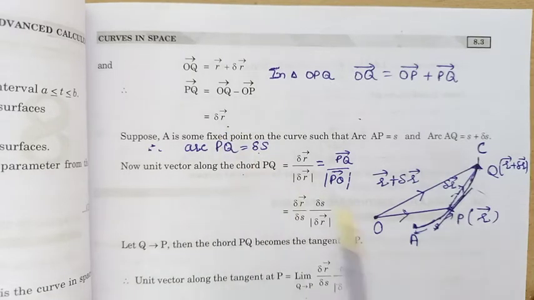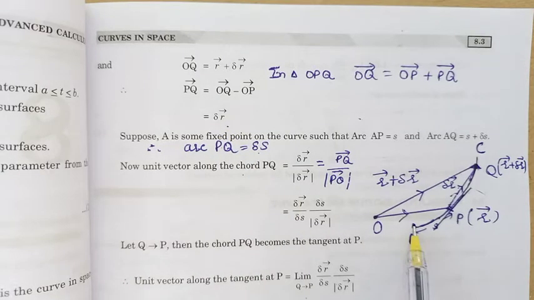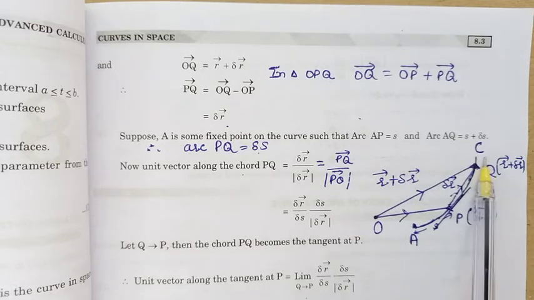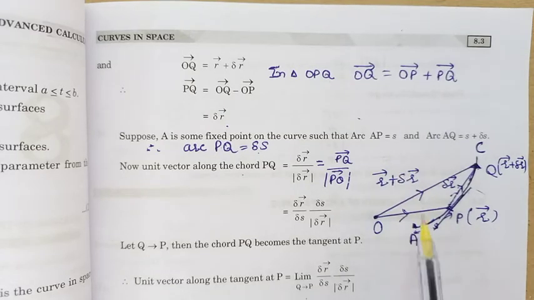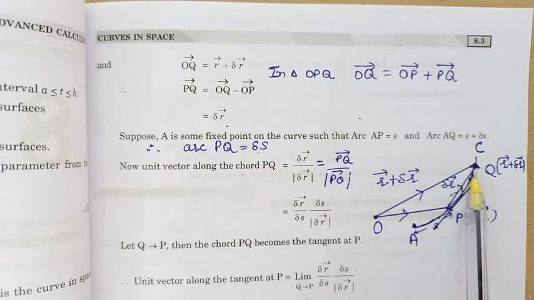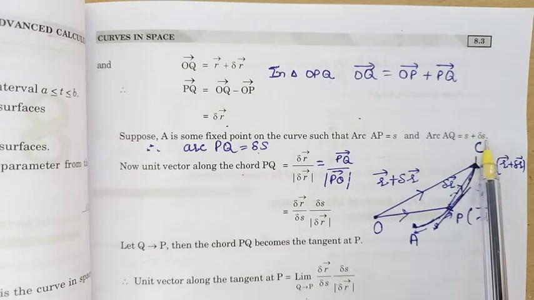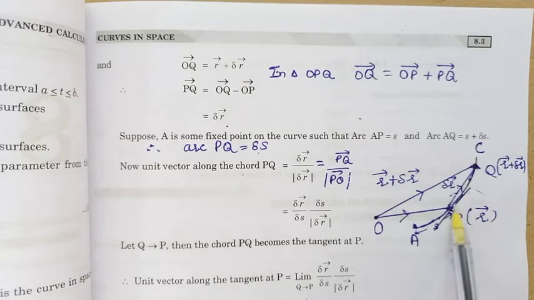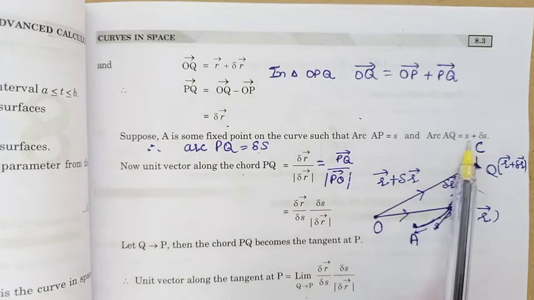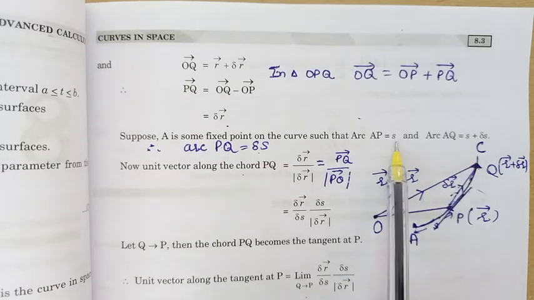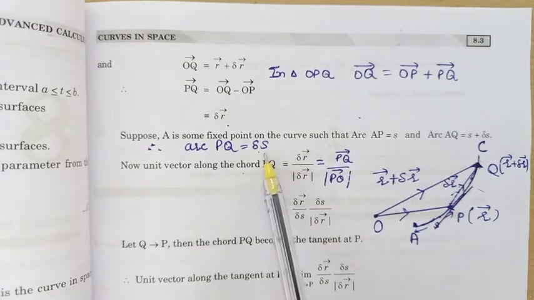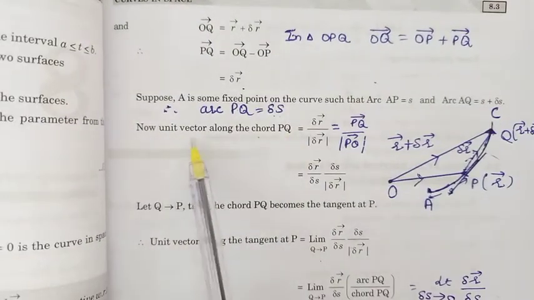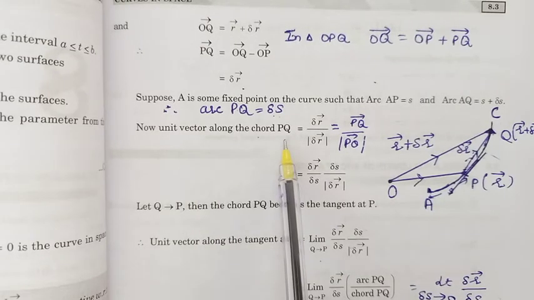Now, let A be some fixed point on this curve C, and let the arc length AP be S, and the arc length AQ be S plus delta S, and therefore the arc length PQ will become S plus delta S minus S, that is delta S. Now, let us find the unit vector along the chord PQ.